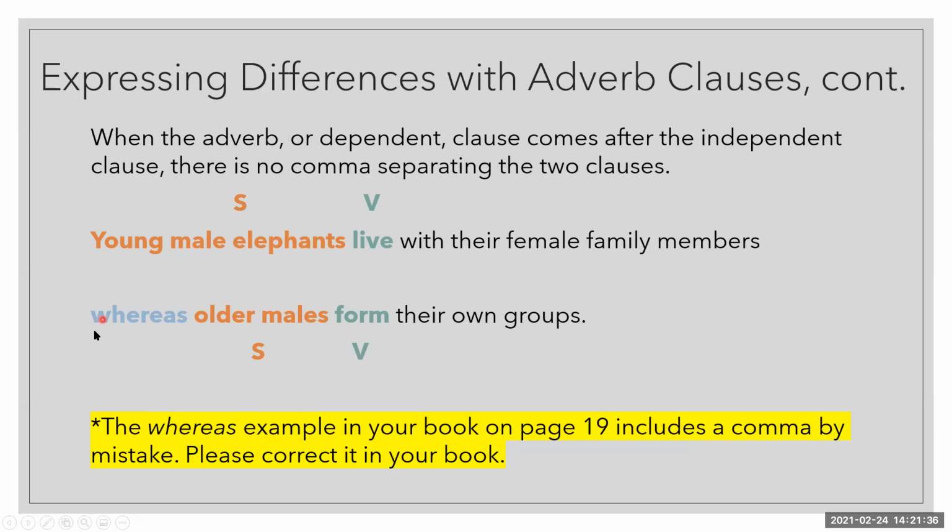The second clause, whereas older males form their own groups, is dependent. We know this because it sounds incomplete, because it's missing important information. And it begins with the adverb whereas, followed by the clause's subject and verb, older males and form. Therefore, there should be no comma separating these two clauses. Please make a note of this error in your book so you don't make the same mistake in your writing.